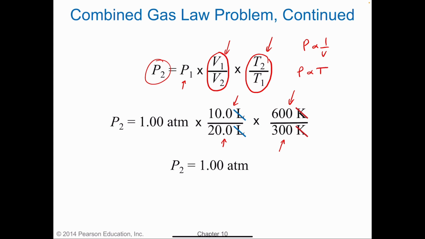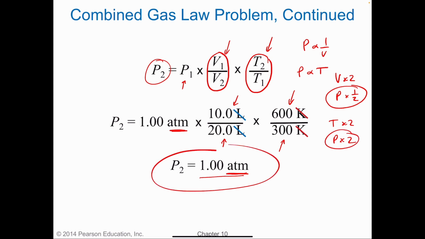Make sure that you're putting the correct variables on the top or the bottom. And then we should get a final of 1 atmosphere. The units are atmospheres because our previous pressure had units of atmospheres. So we happen to get the exact same pressure when we're done. And this makes sense because if the volume doubled, the pressure would go down by half. So the volume is times 2, then the pressure would be times 1/2. And then if the temperature is times 2, then the pressure is times 2. So due to the volume, the pressure shrunk to 1/2, but due to the temperature, the pressure doubled again. So it ends up going right back where it started.